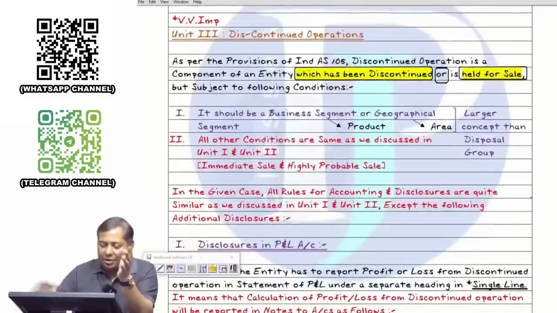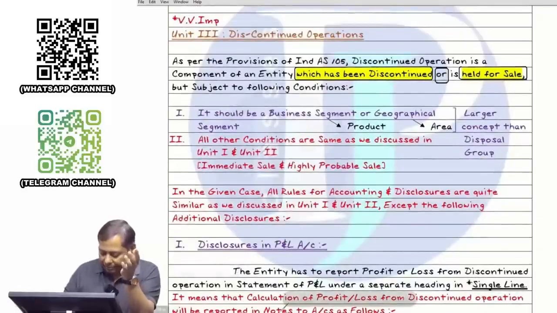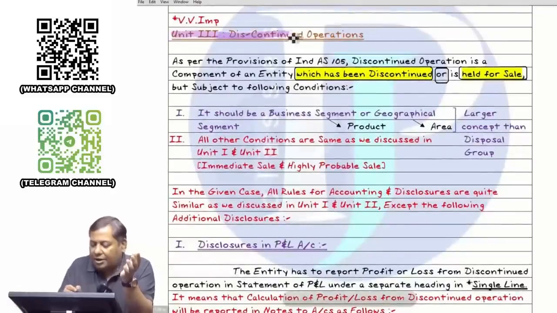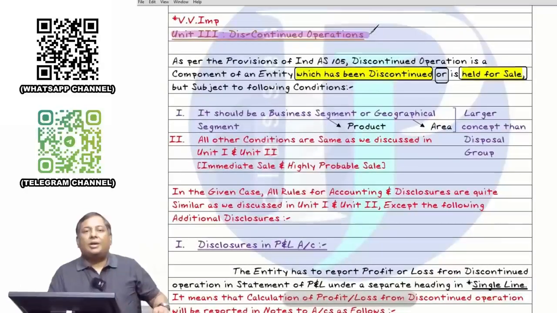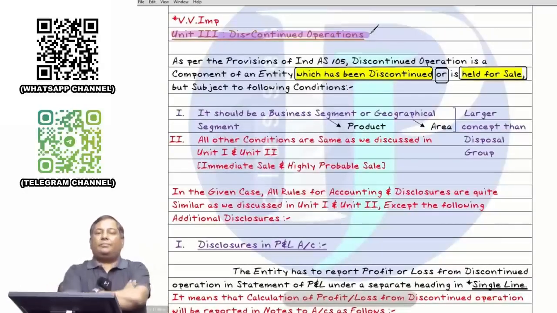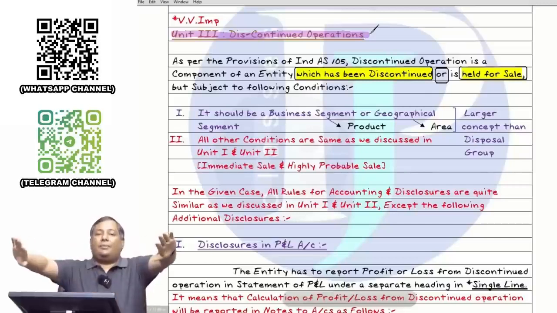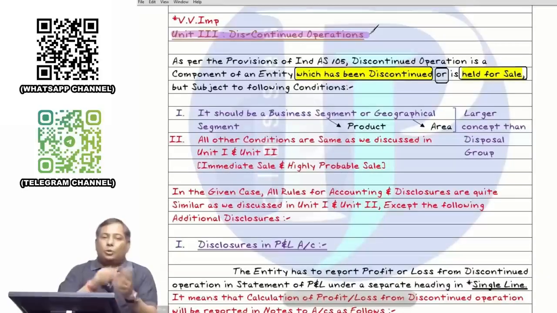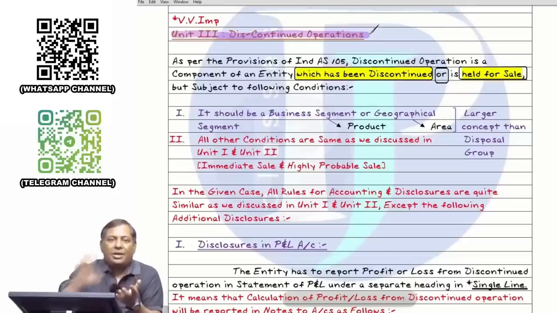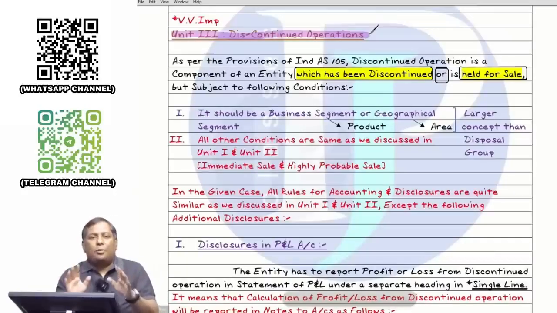Now I am on unit number 3. What is third unit? This is about discontinued operations. Discontinued operations comes under the purview of the disposal group. This is largely related to it. What you did in the disposal group, you have to do the same thing. There is nothing new to do. Just keep in mind that this is a broader concept compared to that.